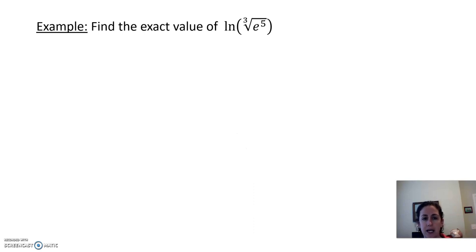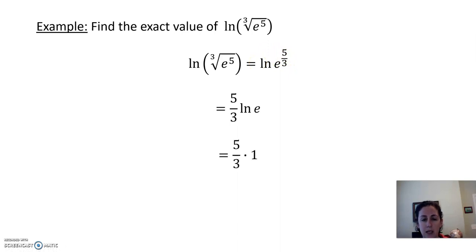Similar here, find the exact value of the natural log of the cube root of e to the 5th. Again, we'll write that radical as a rational exponent, a fraction exponent, which will be 5/3. Elementary property number 3, if you remember that, you know this is automatically going to be 5/3, but if not, what we're taking the logarithm of is being raised to a power. We can bring that power out front. And the natural log of e is 1, and we end up with 5/3.